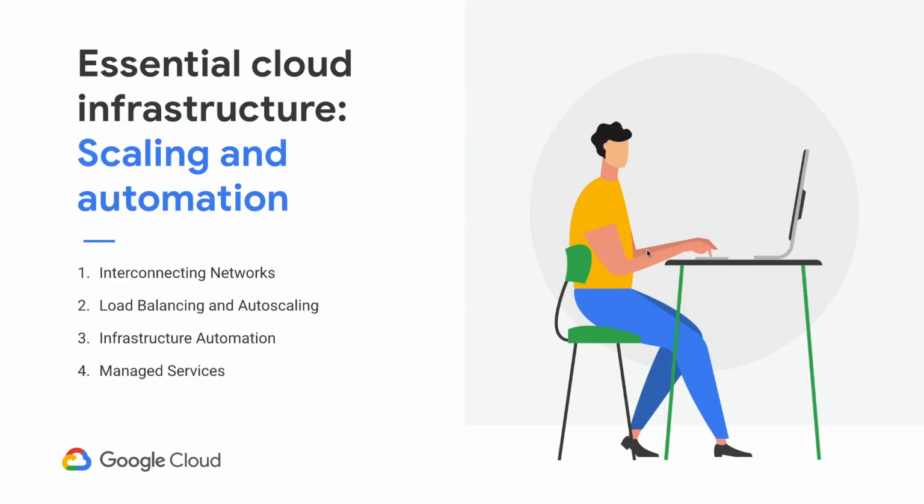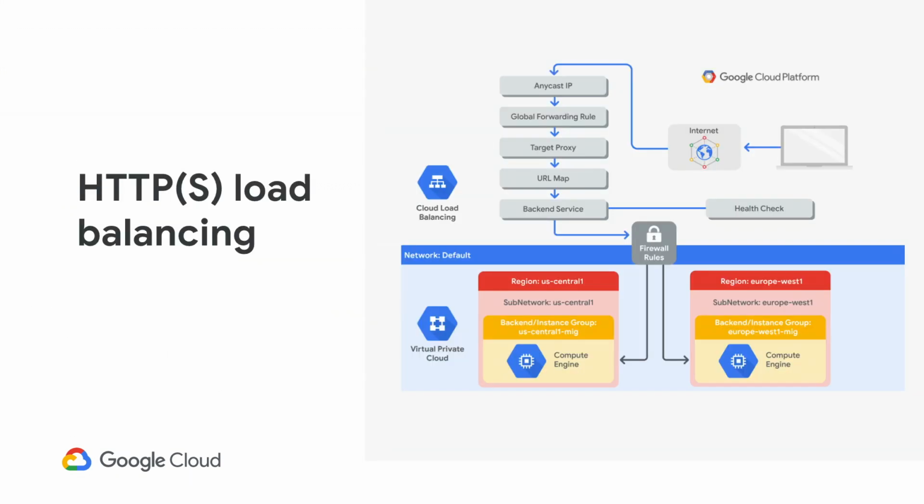In the Essential Cloud Infrastructure: Scaling and Automation course, you will learn about services that enable you to connect your infrastructure to GCP. You'll also configure load balancers and autoscaling for VM instances, automate the deployment of GCP infrastructure services, and leverage managed services. For example, you'll create 2 different managed instance groups in 2 regions that serve as backends in different regions, as I mentioned. Specifically, as we can see here, we have US Central 1 and Europe West 1.